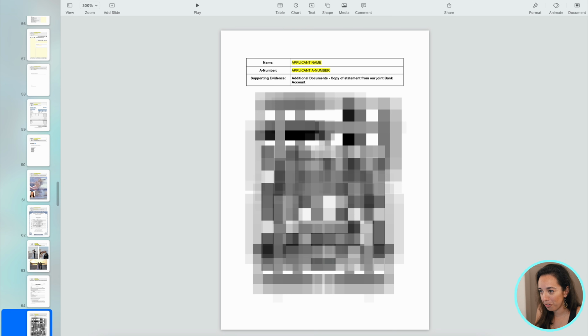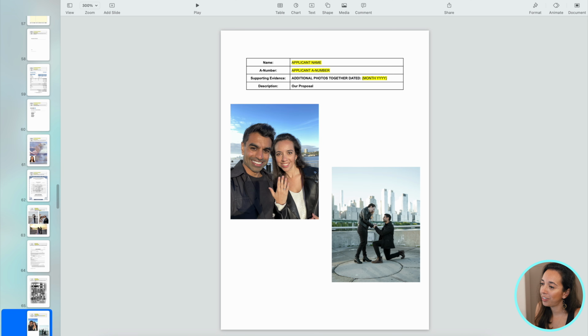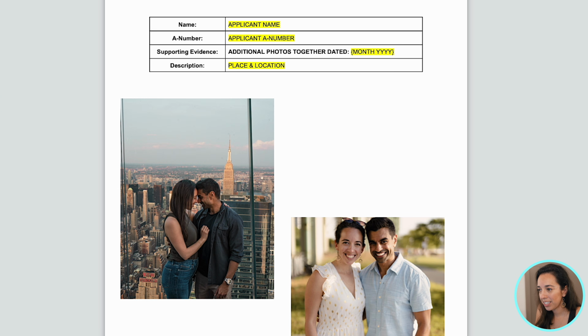USCIS is looking for proof that you have a genuine relationship and marriage, and we wanted to include more evidence than just a marriage certificate, as we felt the chance of being approved would be greater with more concrete evidence of a genuine relationship. Next, we included a good number of photos of our relationship from various months, labeling the date and description of each, similar to what we have submitted for our I-129F K-1 visa packet. We included around 20 pages of photos.